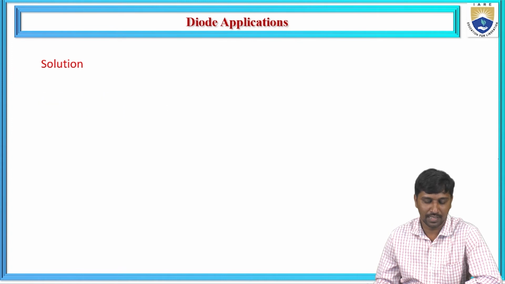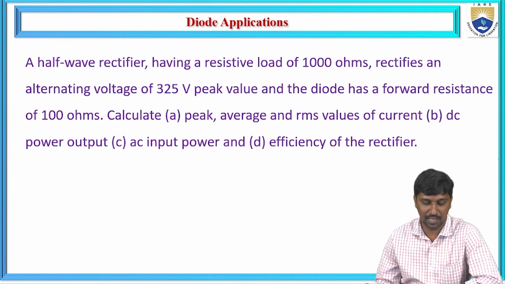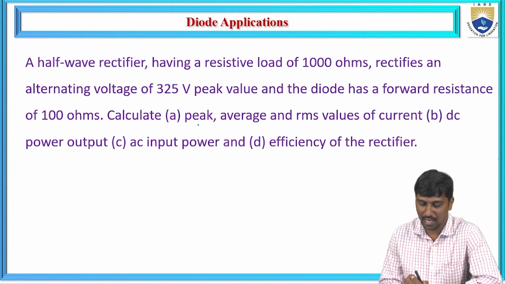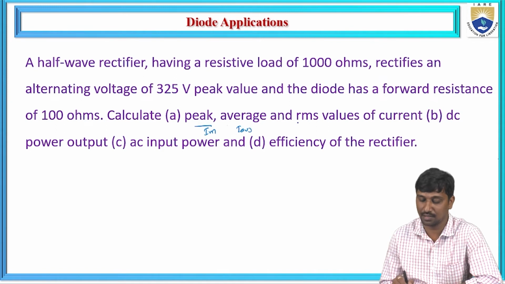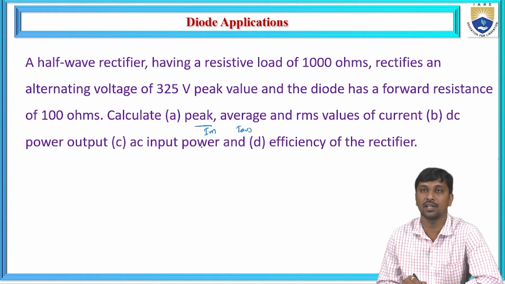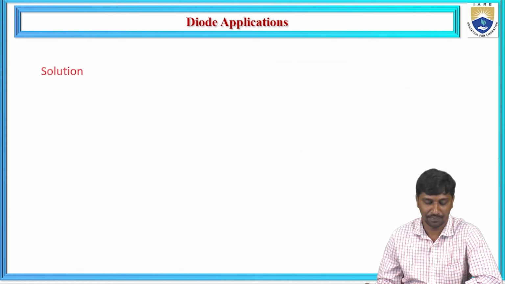So now we need to calculate for the given problem. We need to identify the peak and average. Peak means the maximum IM, and the average is IDC, then the IRMS value of current. Then we need to calculate the DC power and the AC power. Then based on this DC power and AC power, we need to identify the efficiency of the rectifier.